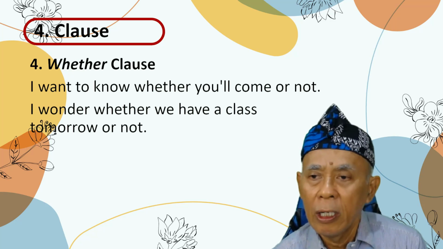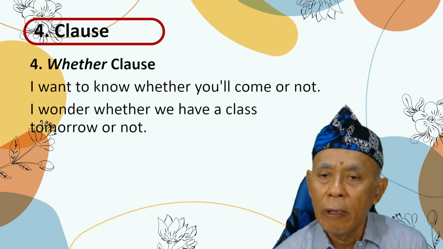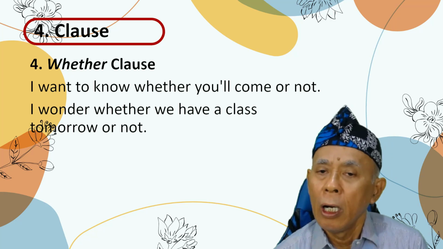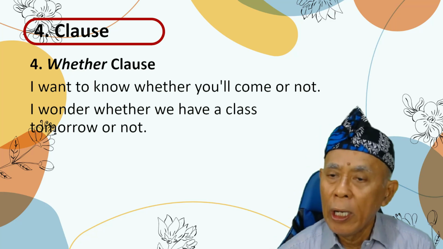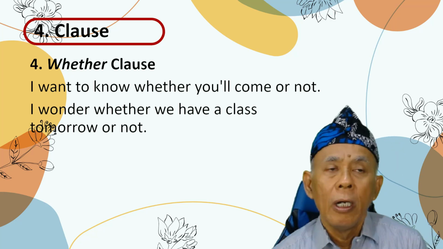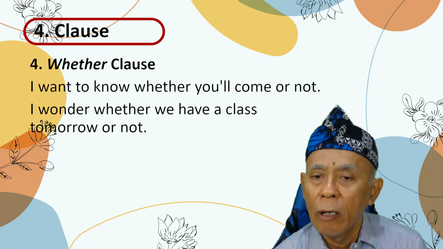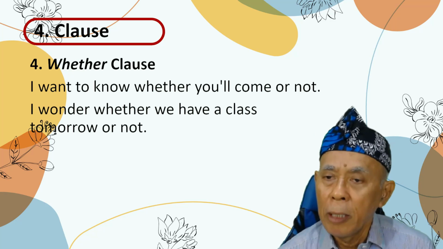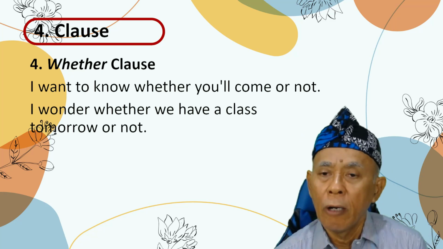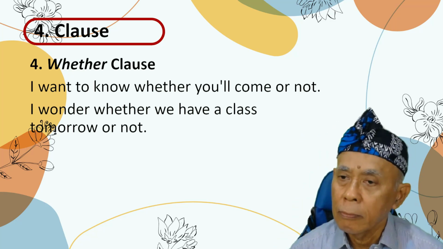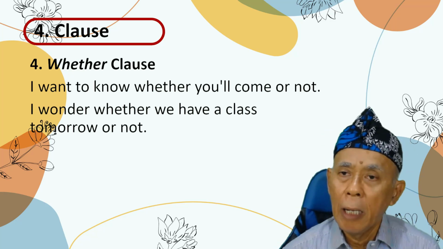Here we have the word whether, then the subject you, and the predicate come or will come or not. And then we have, I wonder whether we have a class tomorrow or not. Here, the object of the verb wonder is the clause whether we have a class tomorrow or not. The subject of the clause is we, the predicate is have, and the object of the verb have is a class.